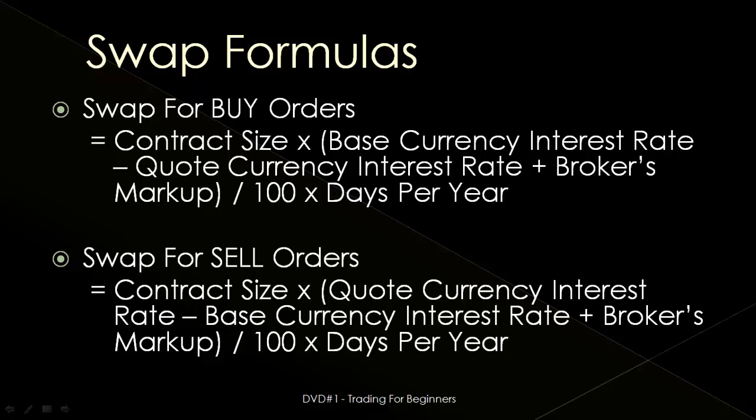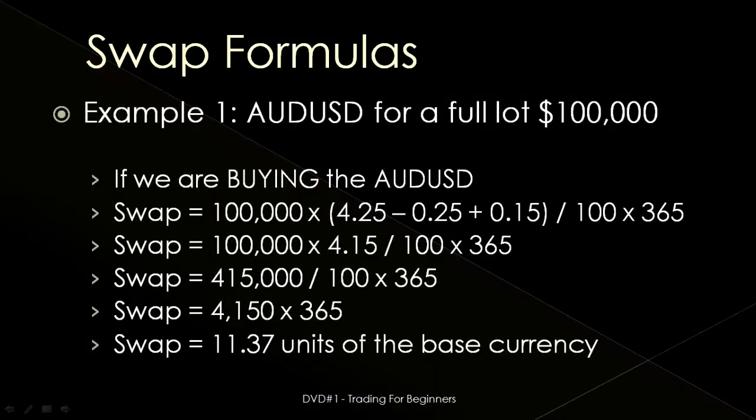So let's take a look at one more example. So here we can see an example for the Australian dollar, US dollar for a full lot size of $100,000. What this formula allows us to do is determine how much we would earn if we were buying the Australian dollar, US dollar. So we start off with the contract size of $100,000 times 4.25 minus 0.25. And we add on 0.15 for the broker, divide that by 100, and divide it by 365. And at the end of all the math, you can see we've got it step by step. We end up with the swap, and this will give us 11.37 per day.